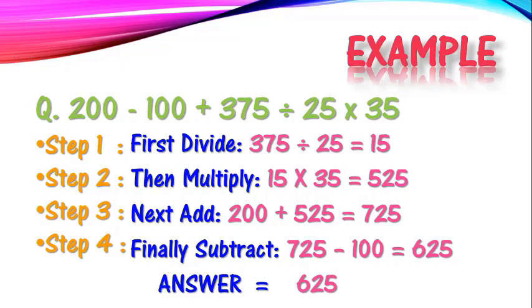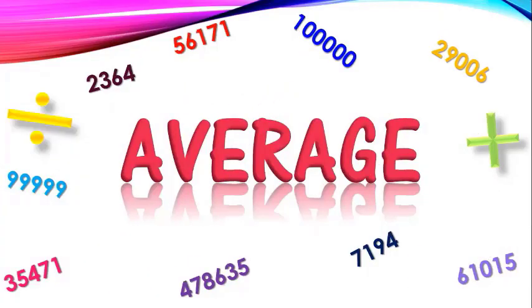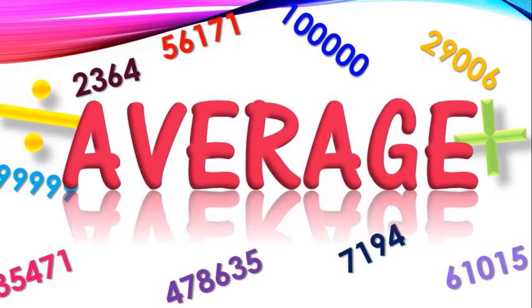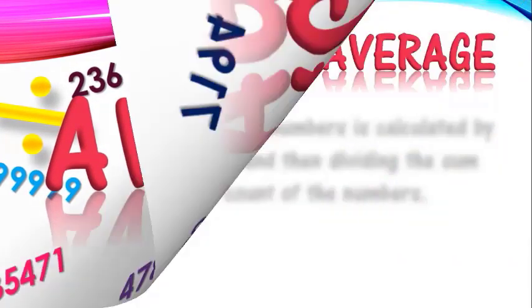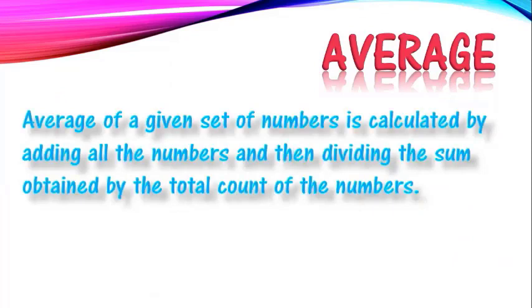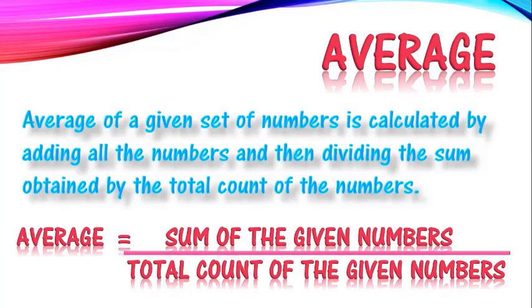Moving forward, we are going to study average. What is average and how is it calculated? Average of a given set of numbers is calculated by adding all the numbers and then dividing the sum obtained by the total count of the numbers, which means average is equal to the sum of the given numbers divided by the total count of the given numbers.